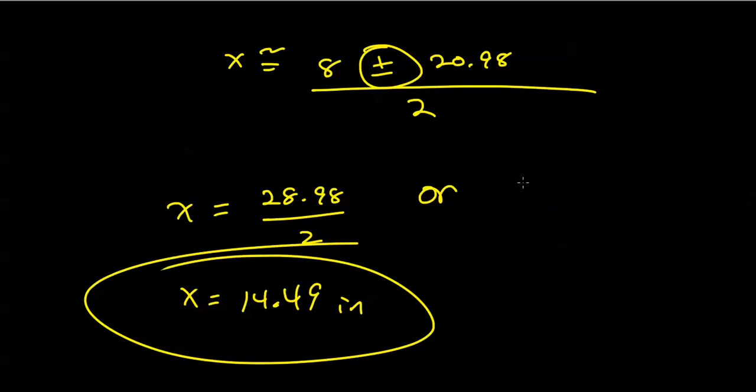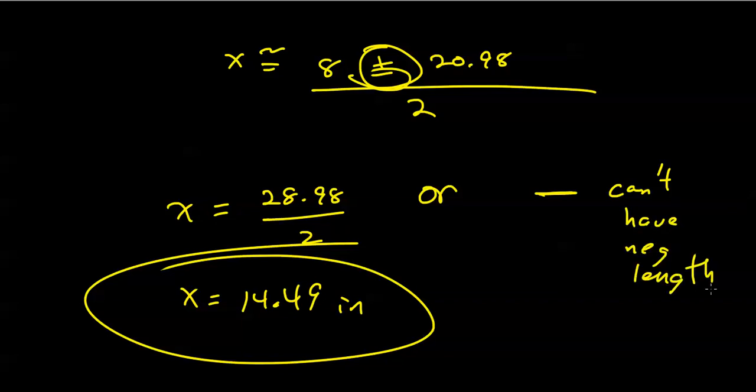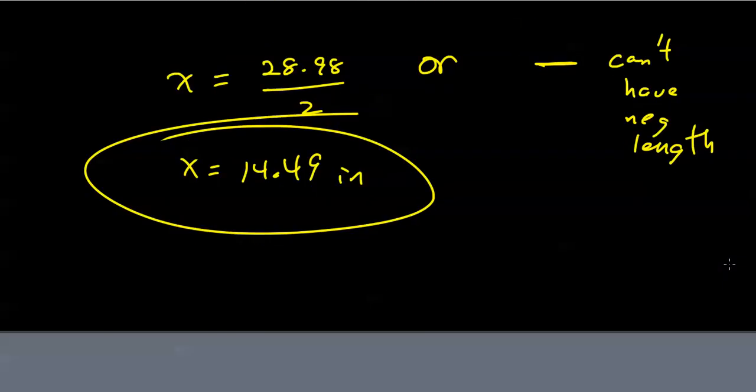Or, well, 8 minus 20.98 will give me a negative number, and I'm not even going to bother to figure it out because we cannot have a negative length. Remember, x was the length of our original piece of steel in this problem. So my final answer is 14.49 inches, and that's rounded off to the nearest hundredth.